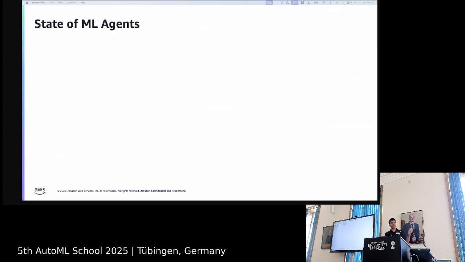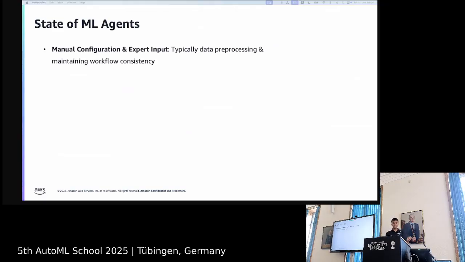So coming back to the state of the current ML agents, which I briefly touched on before, most of them need manual configuration and expert input. This is typically data pre-processing, as I mentioned. The raw data that you get is where these agents are tripped up, and they're not good at handling or automatically perceiving and understanding what the raw input is without any human guidance, or without the raw data being in a strict format.